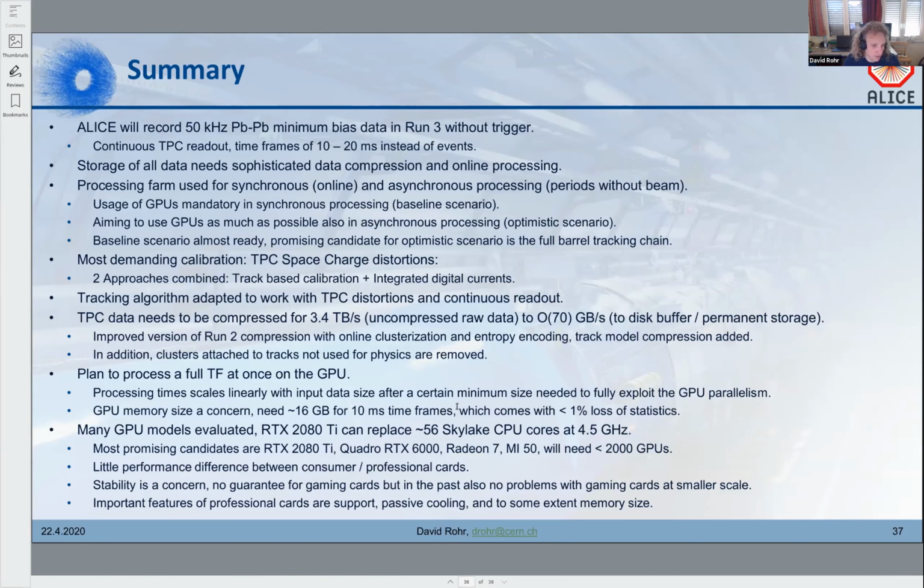And then we evaluated many GPU models, and the most promising one seems to be the RTX 2080 Ti or the AMD MI50, and this NVIDIA card. So one GPU would replace roughly 56 processor cores.